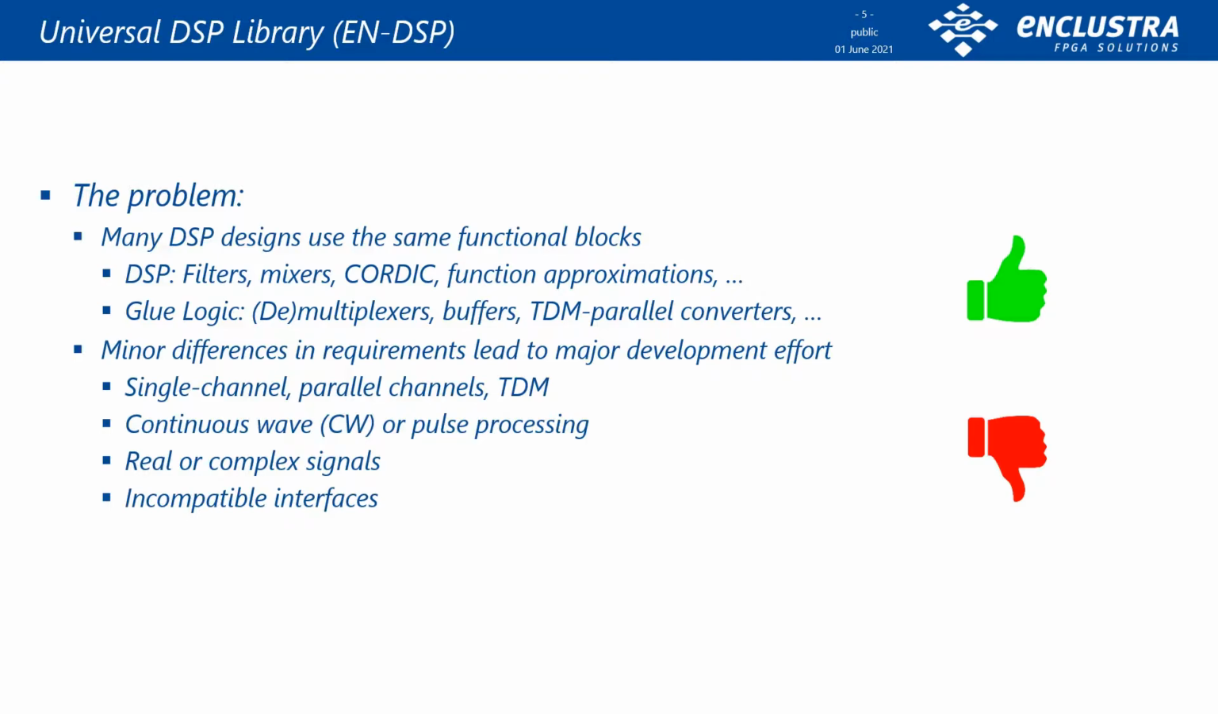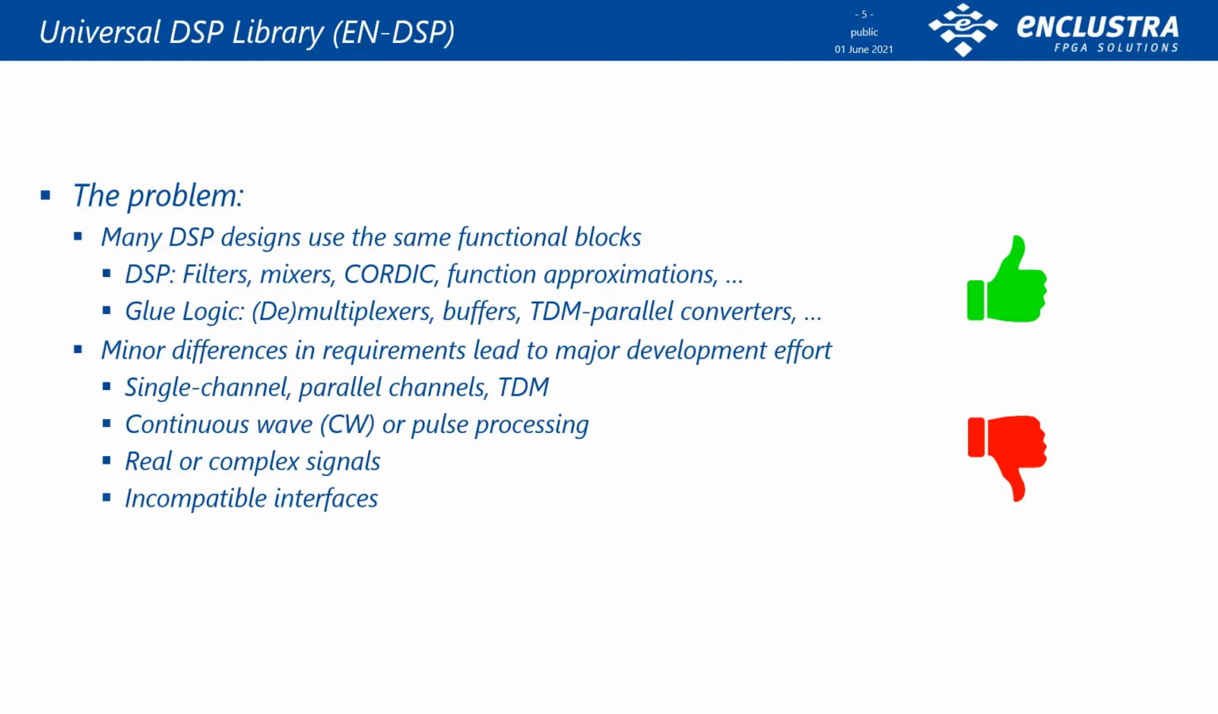However, what we find in reality is that even minor differences between different projects can lead to major extra development effort. For example, a block capable of processing multiple parallel channels may need significant changes to instead process time division multiplex channels. Another example is perhaps we develop a block suitable for using in a continuous wave processing system, but then we want to use it in a pulse processing system where we need to reset some state between bursts. Even something as simple as converting between real and complex signals can potentially waste hours of development effort.